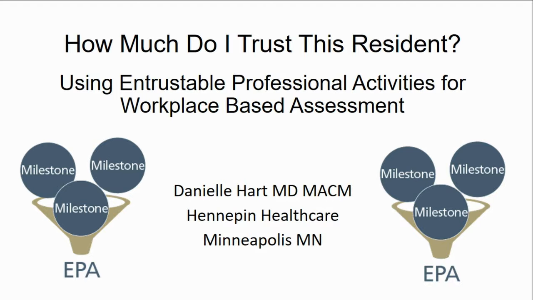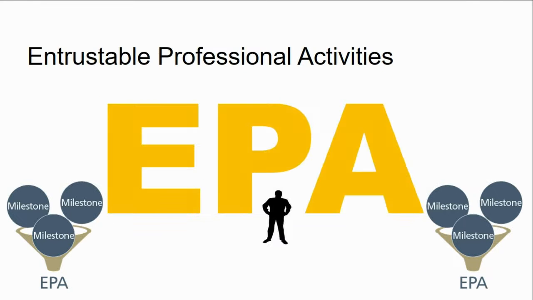And so we're going to kick it off with starting to talk about entrustable professional activities. The concept of entrustment is how much do I trust the resident to do X, Y, or Z on their own versus with various levels of supervision. And so today we're going to talk about what EPAs are, how they are similar versus different from the milestones, and how you can use EPAs and milestones in an integrated assessment framework.